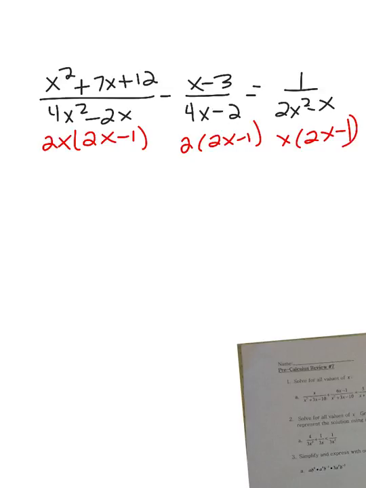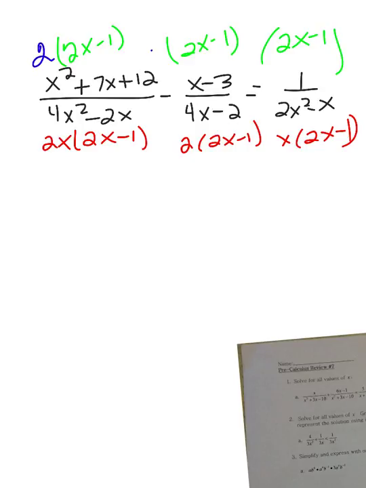All right, so let's start by getting rid of the 2x minus 1. So 2x minus 1, 2x minus 1, 2x minus 1. What that does is this 2x minus 1 gets rid of this, gets rid of this, and this gets rid of that. Now I also have to get rid of the 2, so I'm going to multiply everything by 2. This 2 gets rid of this, 2 gets rid of this, and 2 does nothing here.